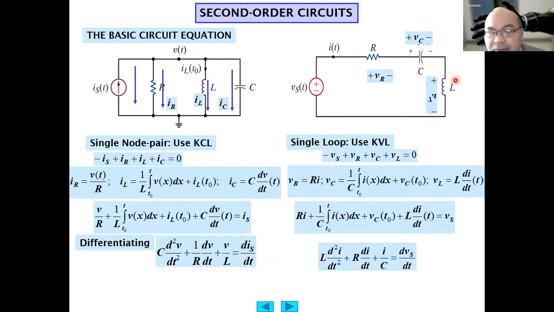The second circuit, we have a voltage source connected in series with resistance, capacitance, and inductance. And hence we can express the equation for the circuit as also another second order differential equation, but with different coefficients: L d square I dt square plus R dI dt plus I over C equals dVs dt.